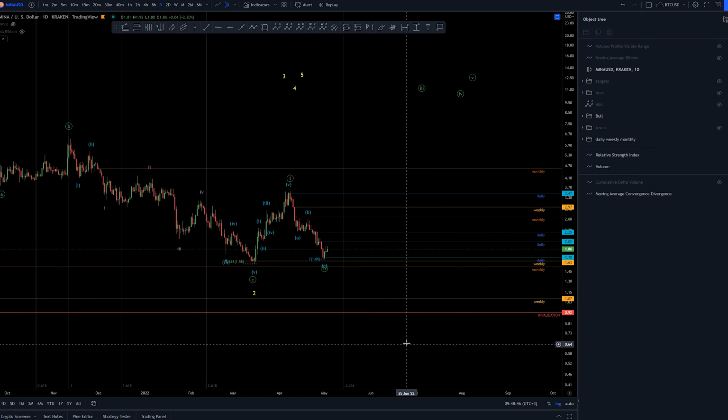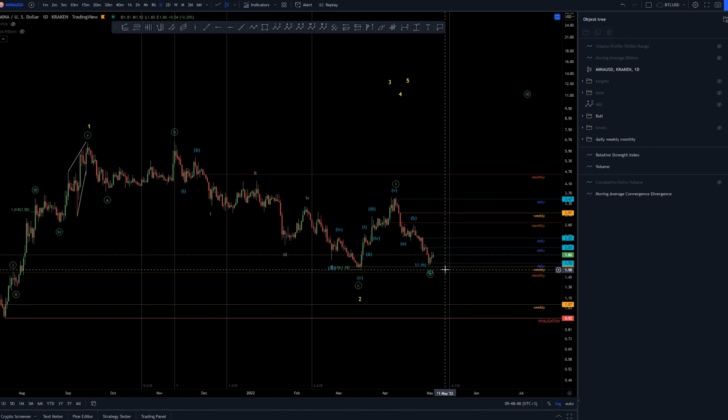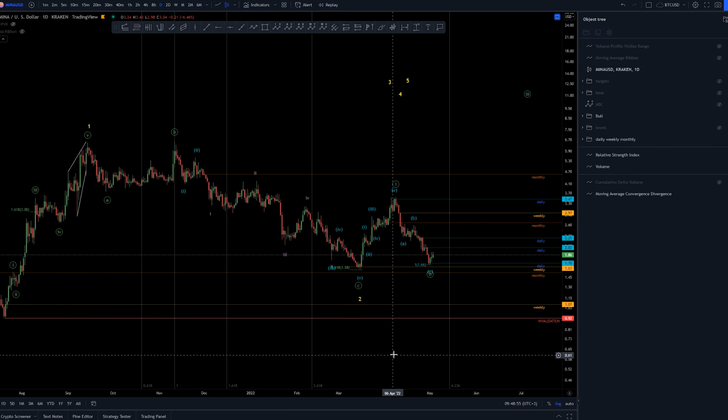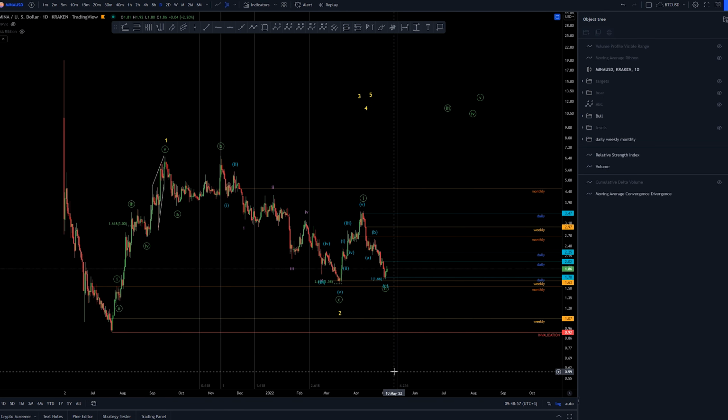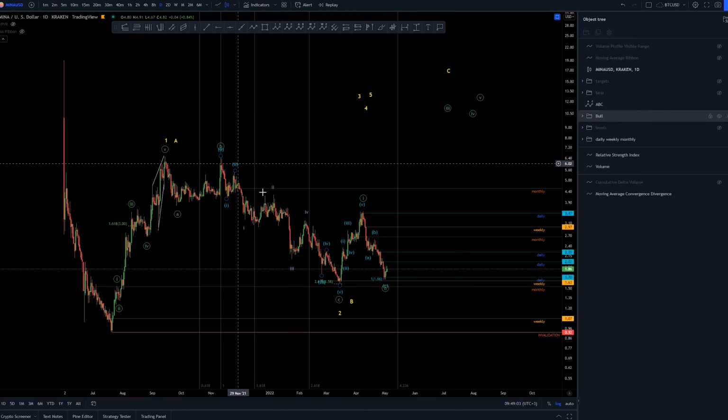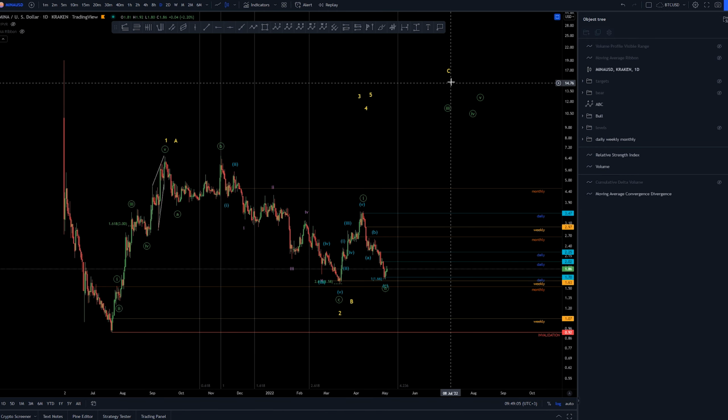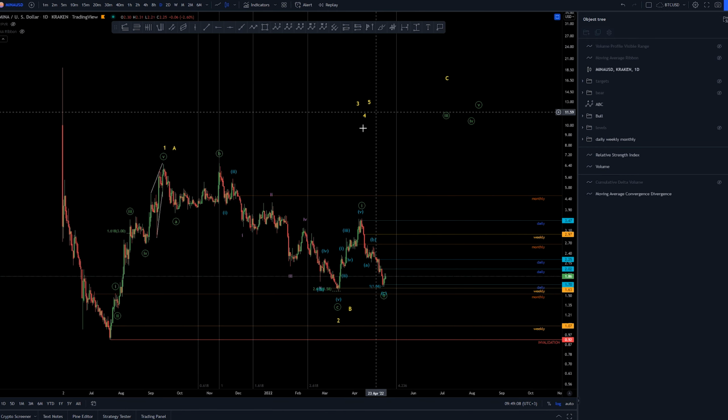Now the bull scenario is pretty simple. If we break the lows here of 15th of March, this scenario is invalidated and we have to be looking at something else. There's also a possibility of this structure being just an ABC, but still the whole idea is that we're looking upwards.